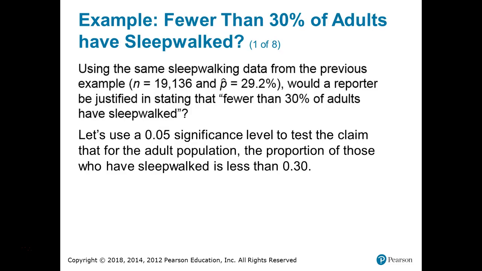Last example for this section. Using the same sleepwalking data from the previous example, would a reporter be justified in stating that fewer than 30% of adults have sleepwalked? The sample had 29.2% of adults sleepwalking, so can you claim that fewer than 30% of adults sleepwalk? We'll use a 0.05 significance level to test the claim, and the claim is that the proportion of those who have sleepwalked is less than 0.3. All right, let's do this.